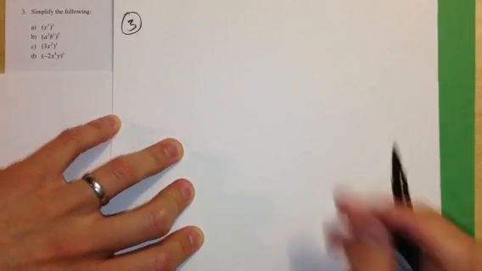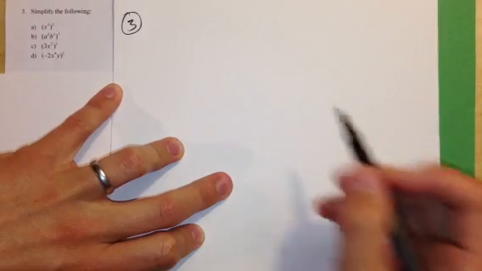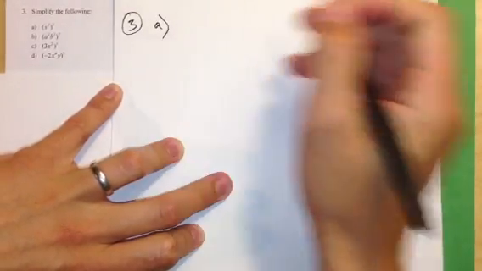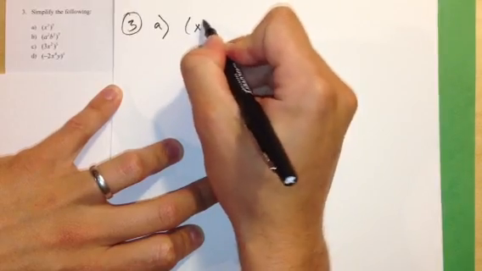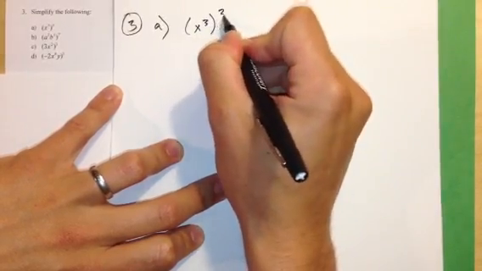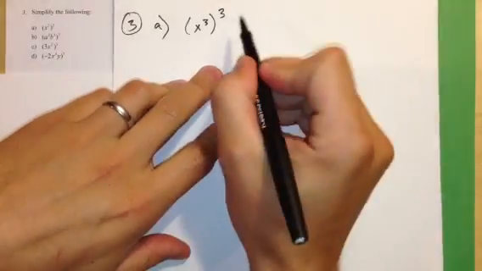This is problem number 3 for simplifying monomials. And the question reads, simplify the following. Part A, the expression is the quantity x cubed to the third power. So let's just break this up.